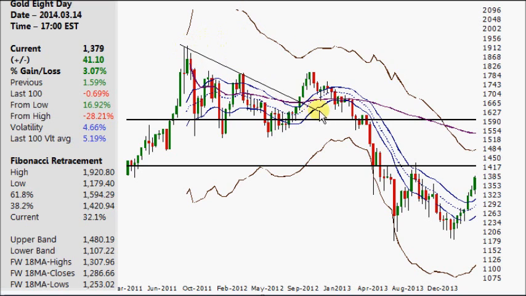However you want to draw it, you got this one. There were all of these symmetrical triangles in place. It broke to the upside. Failed moves create fast moves. This turned out to be a failed move. Now notice in here, this was day number 2 of below the 18 average of lows, which set up a large down move, just as we have now 2 periods above it.